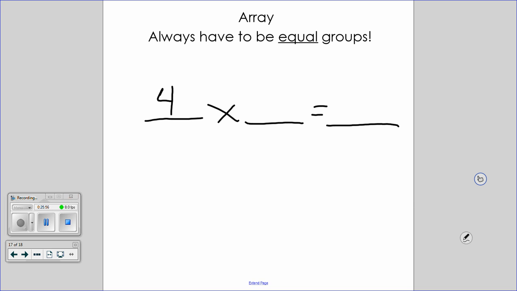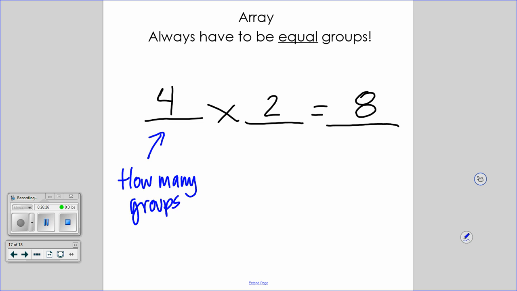Let's say I'm saying 4 times 2 equals 8. Go ahead and write this in your notebook, please. That first number in our equation is telling us how many groups. And we know that because we read this equation 4 groups of 2.